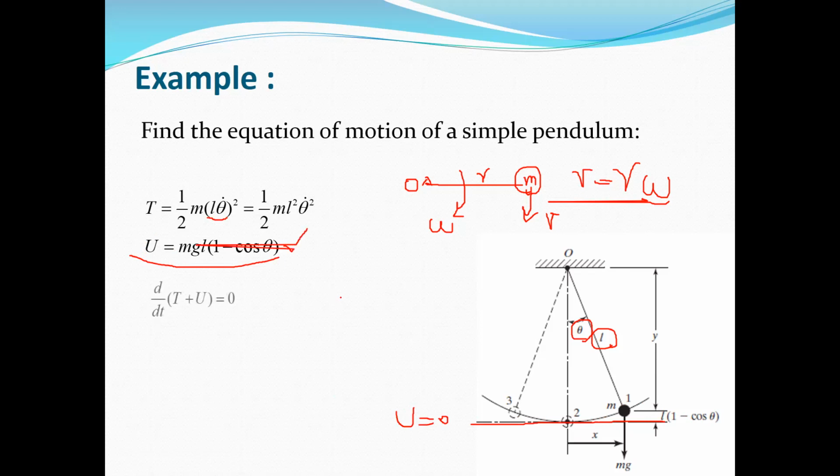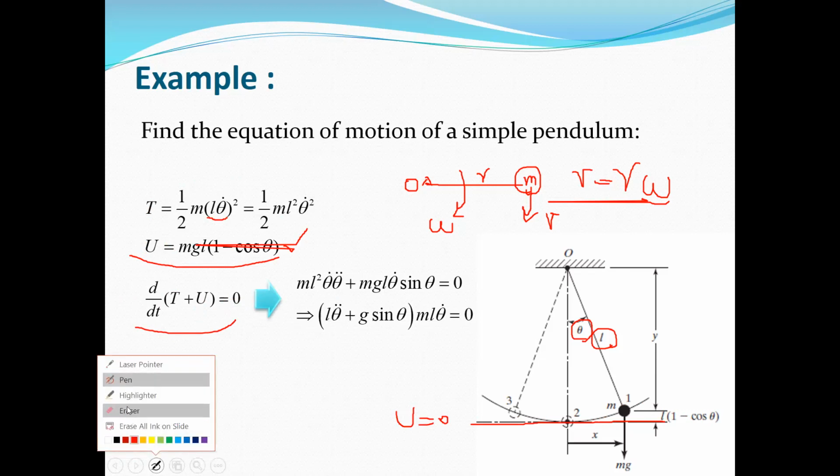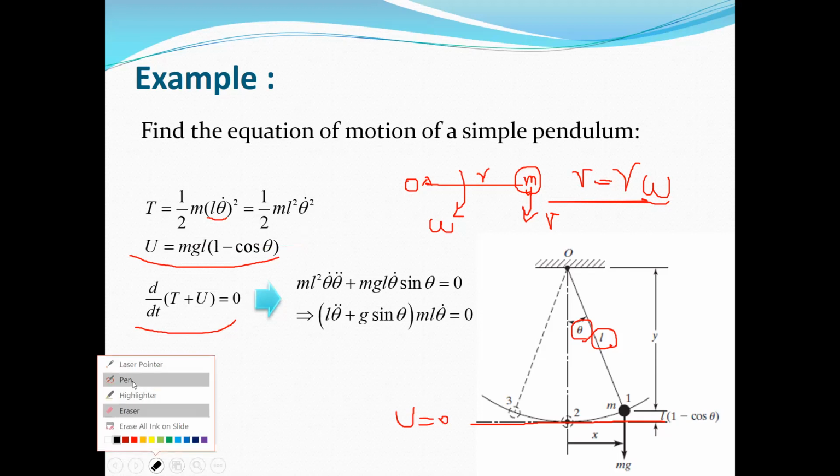Now you can substitute into the relation for the potential and kinetic energy. The derivative of this term must be equal to 0 because the summation of kinetic energy and potential energy is a constant value. This is a conservative system. The calculation for the potential energy and kinetic energy will result in the equation of motion.